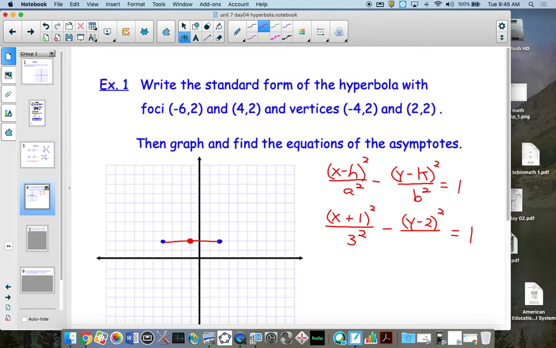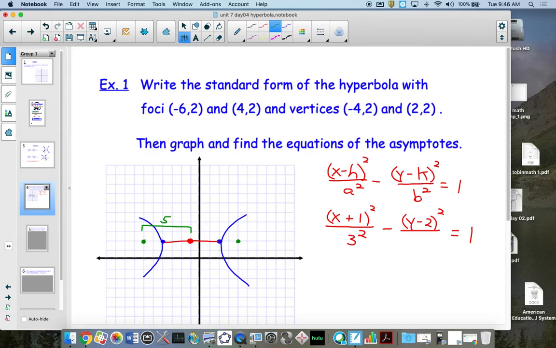We need to figure out b, but we do know where the foci are at, so let's plot those. (-6, 2) and (4, 2). There's your foci. Now, here I'm just going to draw a rough sketch, but right now we're looking at something like this. So that's what our hyperbola is going to look like. Alright, c was the distance from the center to a focus. So you can see in the picture here, that has a length of 5.